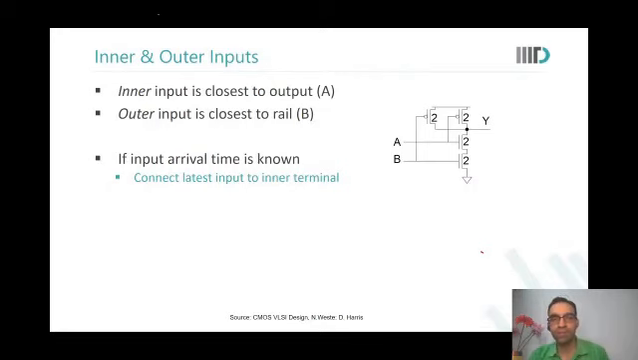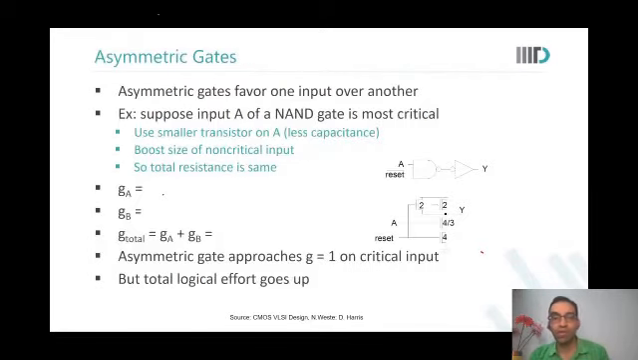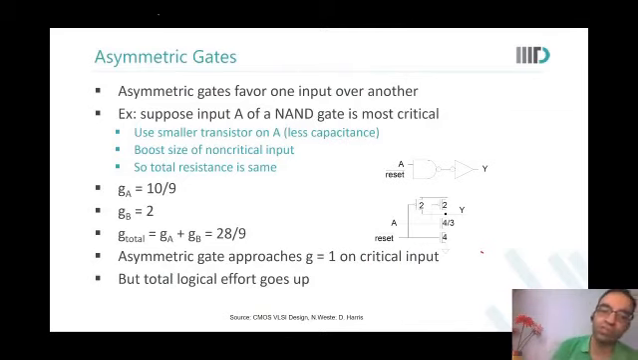Similarly, you can make gates asymmetric so that the non-critical input may have higher load. For example, in this case, reset bar has higher load and the critical input A has lower load. So the overall load of this gate would increase, but the delay for signal A would reduce significantly.